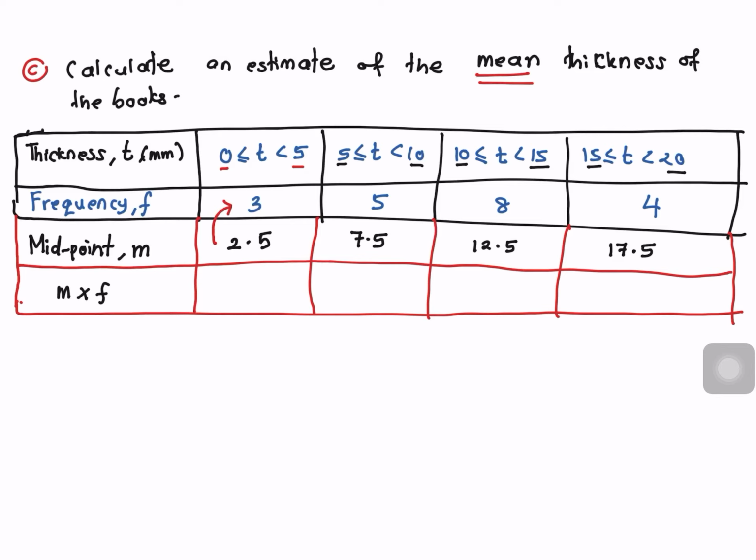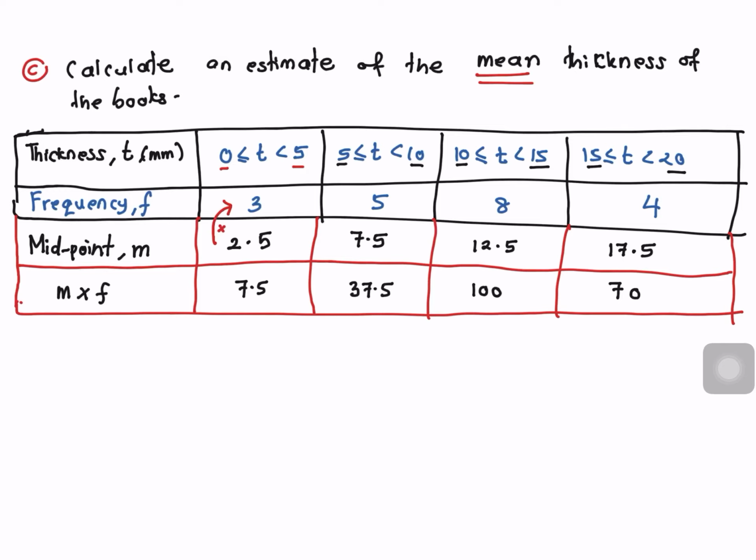with f together. Alright, so you will get here the numbers for mf: 2.5 times 3 is 7.5. The next, 7.5 times 5 is 37.5. And 12.5 times 8 is 100. And 17.5 times 4 is 70. Okay, 70.